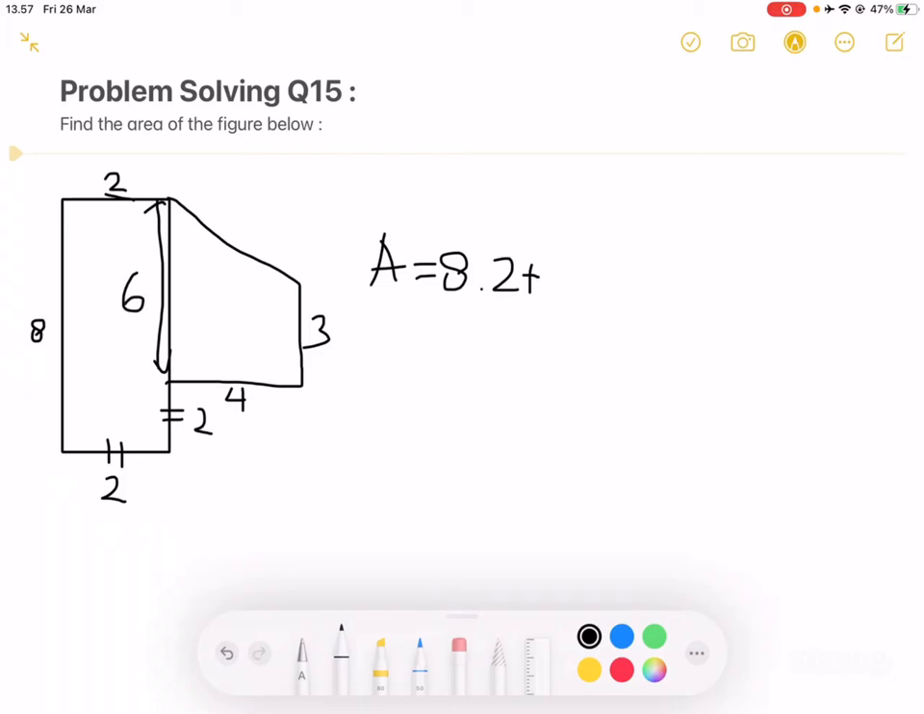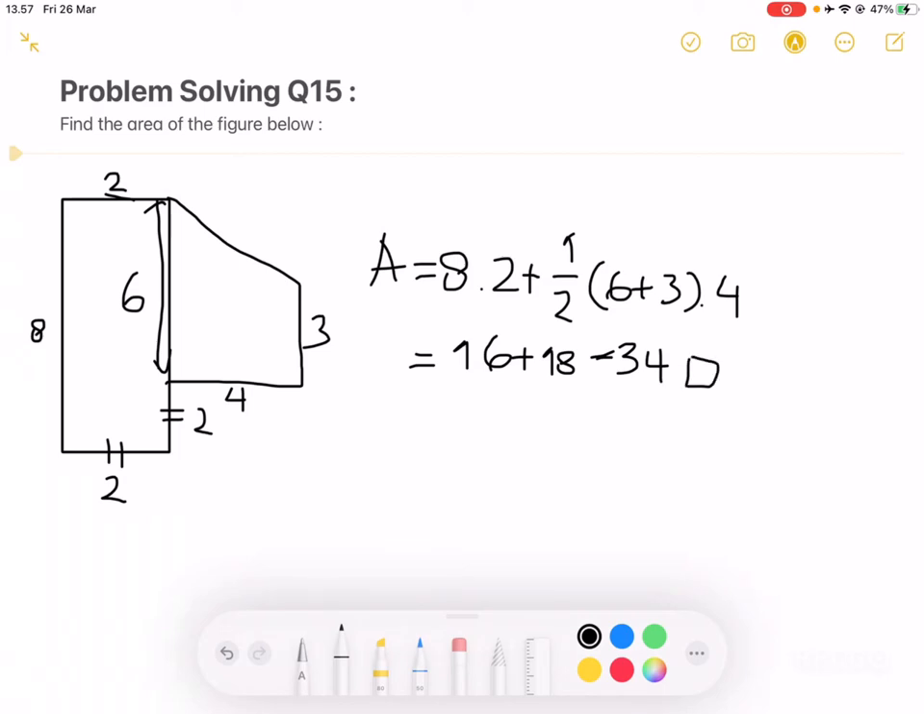So the area of a trapezium will be a half times the sum of the parallel lines, which will be 6 plus 3, multiplied by 4. And if you calculate this, you get 16 plus 18, which will give us 34 units squared. So that is it.